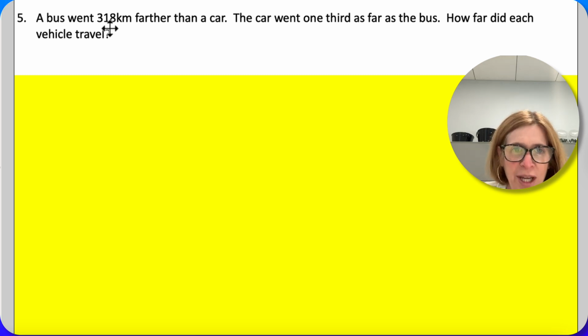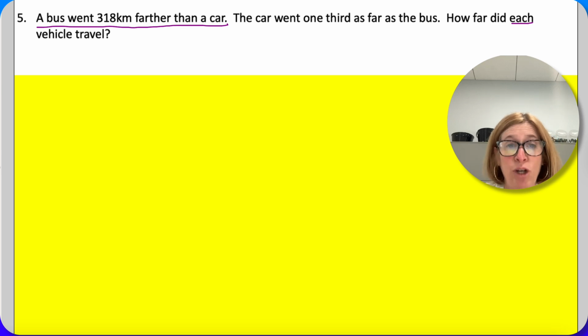A bus went 318 kilometers farther than a car. The car went 1/3 as far as the bus. How far did each vehicle travel? Okay, so it's each vehicle. So I have two vehicles, so I know I'm going to have two let statements. So I'm going to go to the first sentence and it says a bus went 318 kilometers farther than a car. I just always read left to right, so I do the first sentence first.